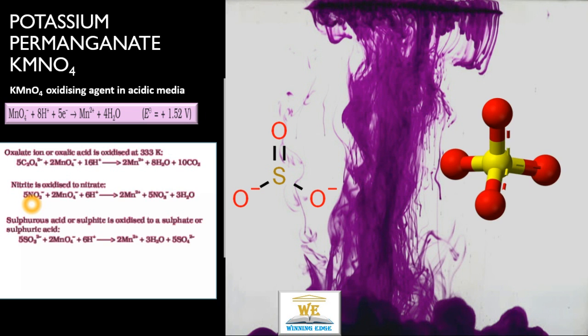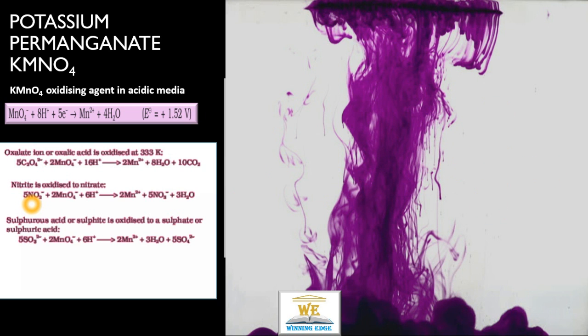Next, sulfurous acid or sulfite is oxidized to sulfate by potassium permanganate under acidic conditions. Sulfite oxidation number changes here from +4 to +6. In such a case, the same condition applies like nitrite. 1 mole of potassium permanganate will oxidize 2.5 moles of sulfite.